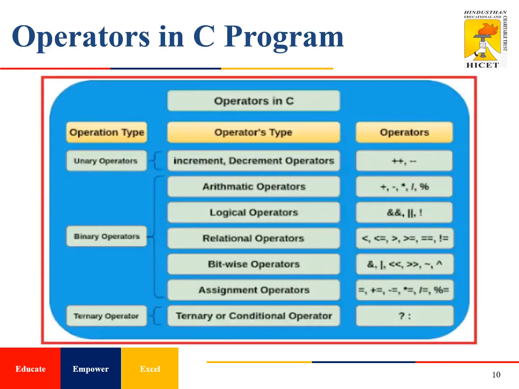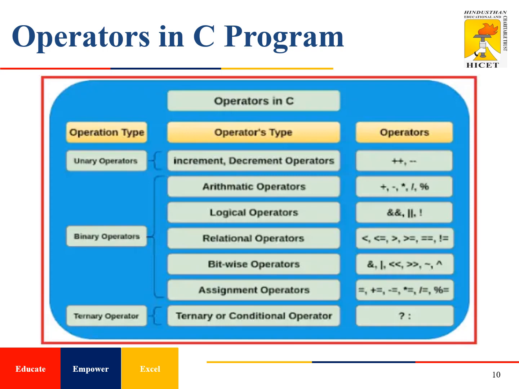Next one is operators in C program. Whatever process you want to do in your program, you need to use some of the operators. In any programming language there are so many operators available. In C program we have increment and decrement operators. The symbols used to represent them are plus plus and minus minus.